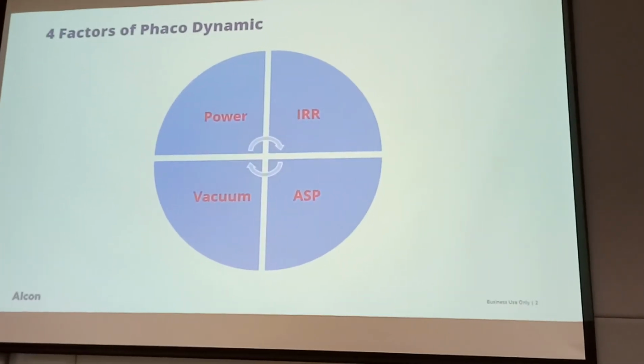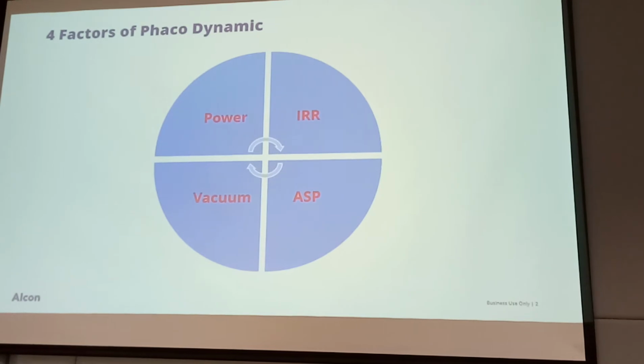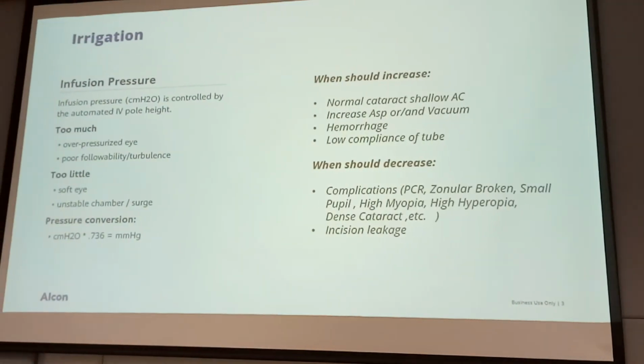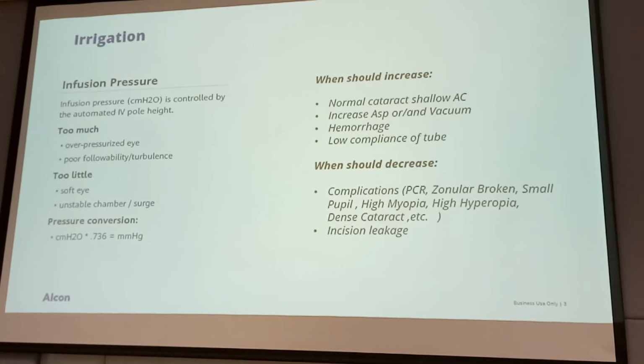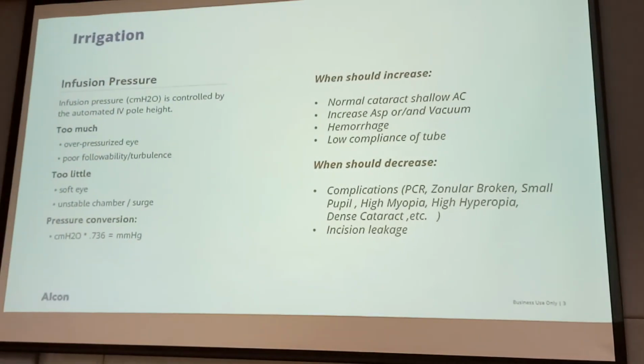Even nowadays, we have a lot of fancy new words, but these are the very basic things. All the phaco machines have irrigation, aspiration, vacuum, and pump. Okay, so let's talk about irrigation infusion. Why do we need infusion?